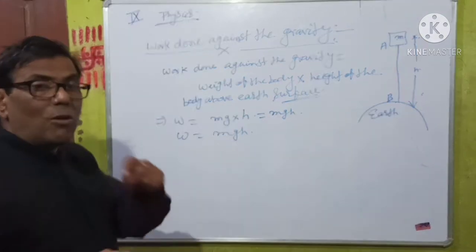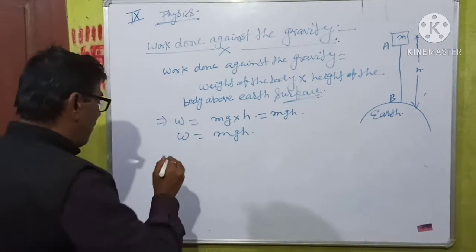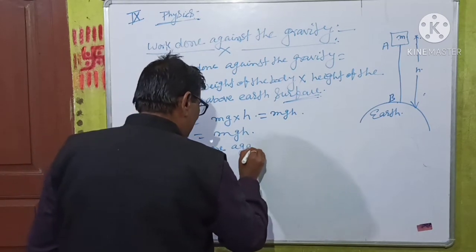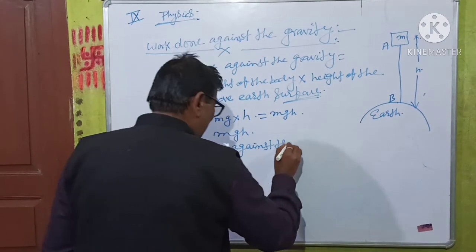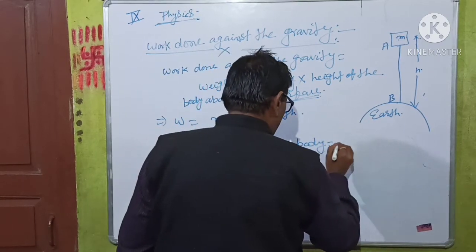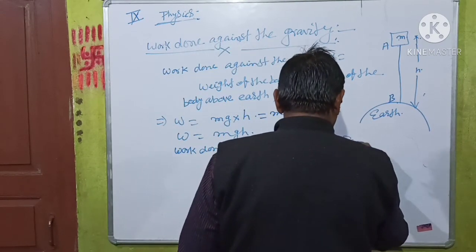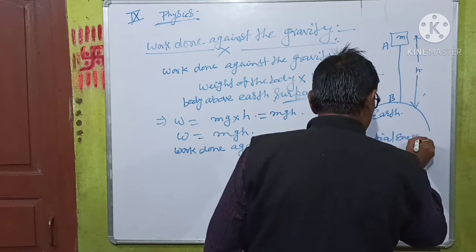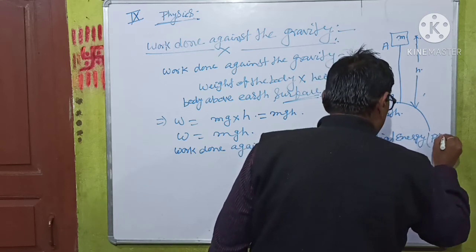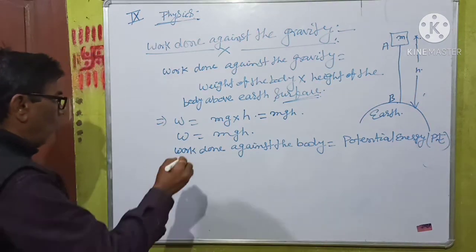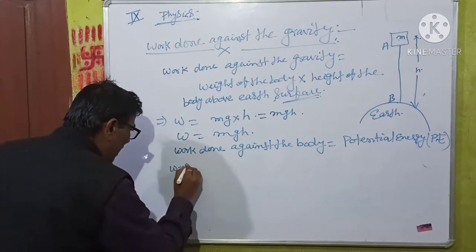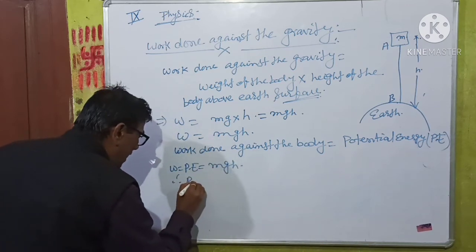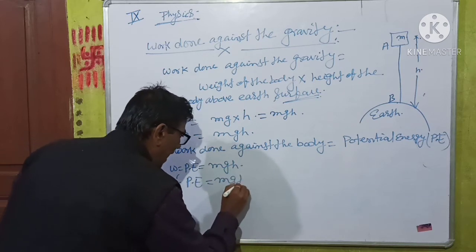Work done against gravity is also known as potential energy. It is denoted by PE. So here work done, W, is equal to PE, which is equal to mgh. Therefore PE is equal to mgh.